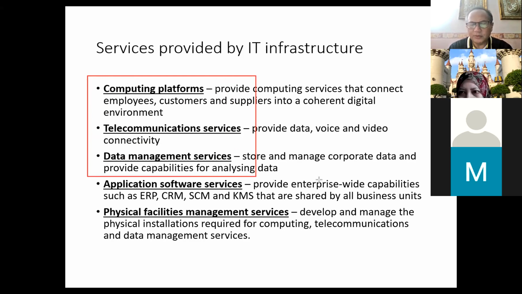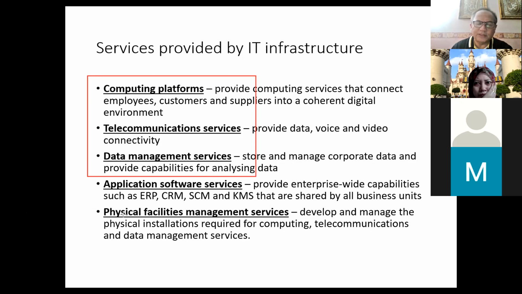Computing platform, telecommunication services, and data management services are the basic infrastructure. On top of it, we will also have application software services, especially for businesses. So we have ERP, enterprise resource planning system. We have CRM. We have SCM, supply chain management, and knowledge management system. So a combination of these.